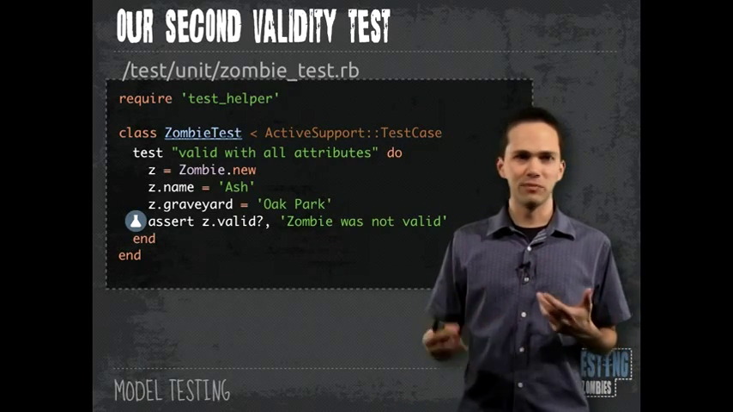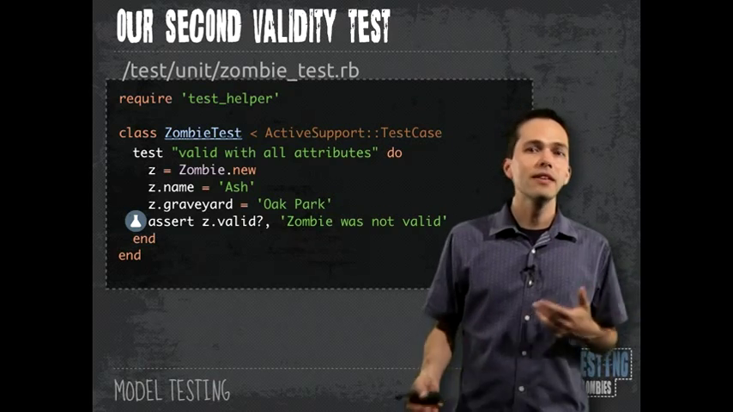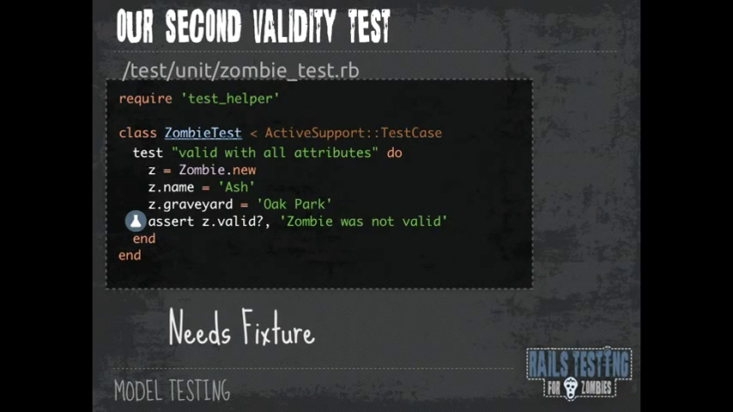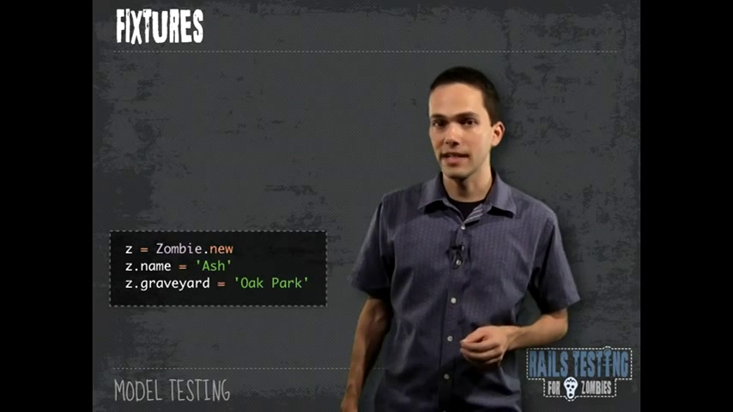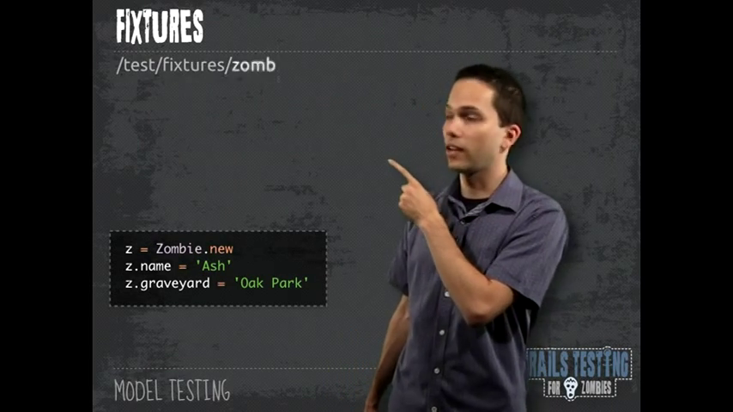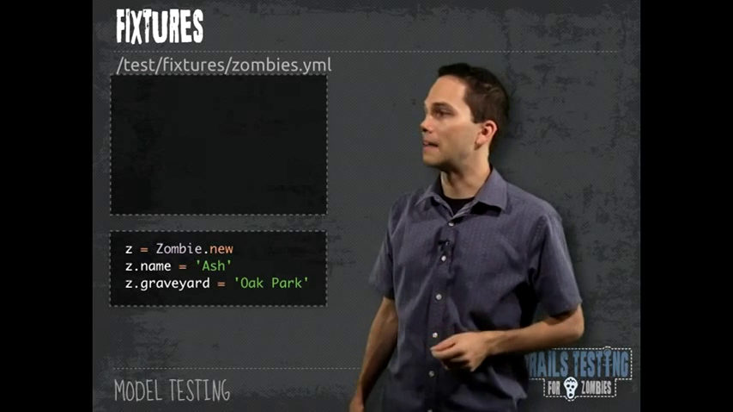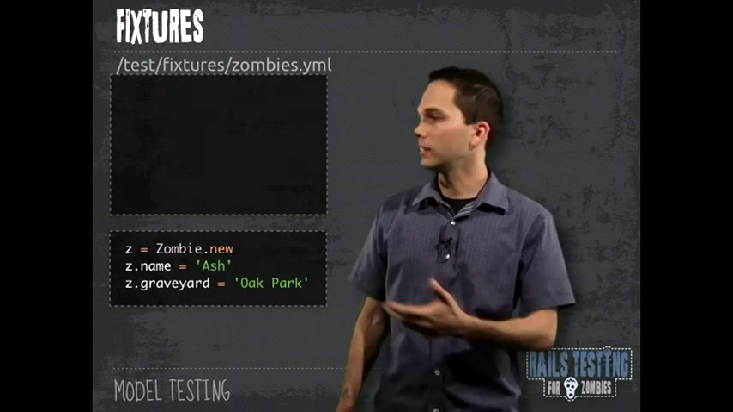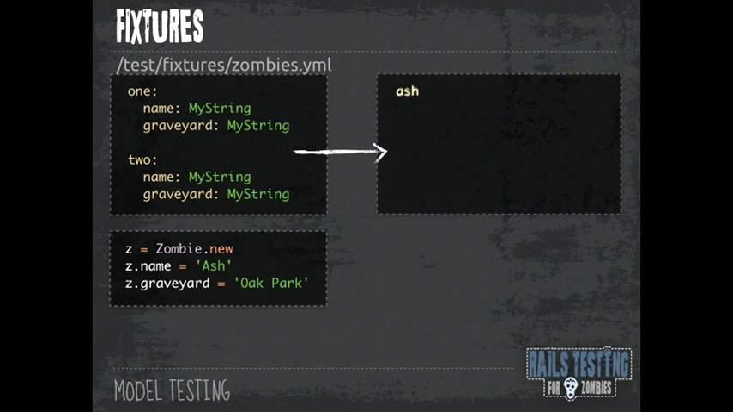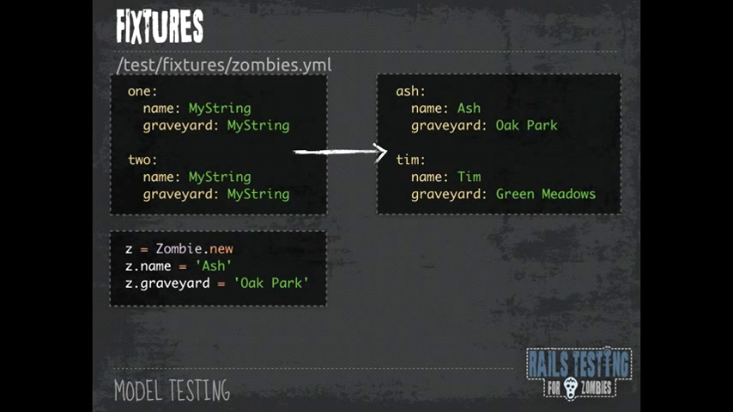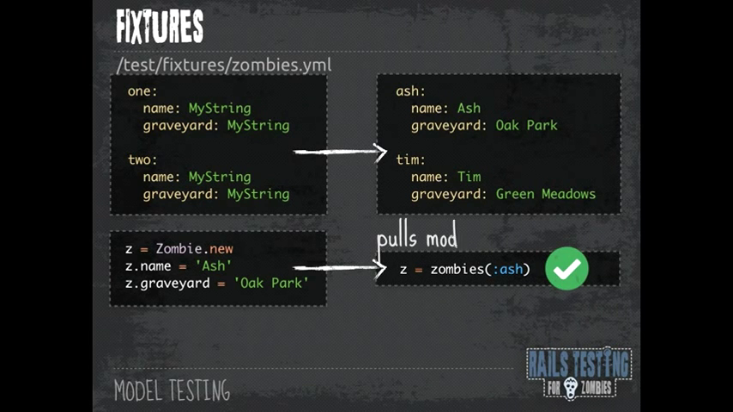So how do we stop this duplication? Well, this is where fixtures come in. Remember at the beginning of the level, when we ran the Rails generate scaffold, it created for us this fixture file here, zombies.yml. Inside there by default, it looks something like this. We obviously want to customize this a little bit more, so we're going to do that and specify a zombie named Ash and a zombie named Tim. Now instead of creating a new zombie every time, we can just do z equals zombies Ash.